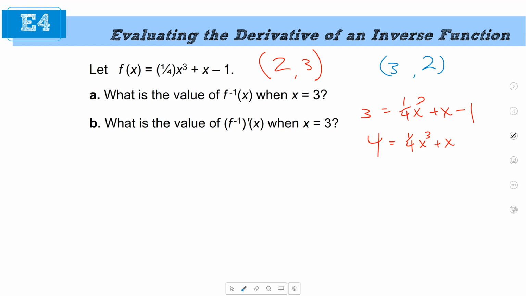What I need to now calculate is the slope of the tangent line to the original function at the point 2,3. Well, that's easy. F prime of x is equal to 3/4 x squared plus 1. And now I want to know f prime of 2. So that's 4. Did I do my math right? 2 squared 4 is 3. 3 plus 1, 4. Yeah.